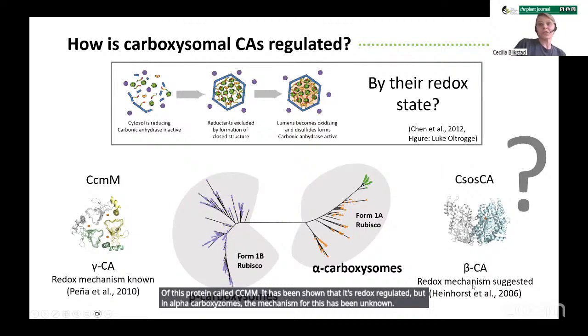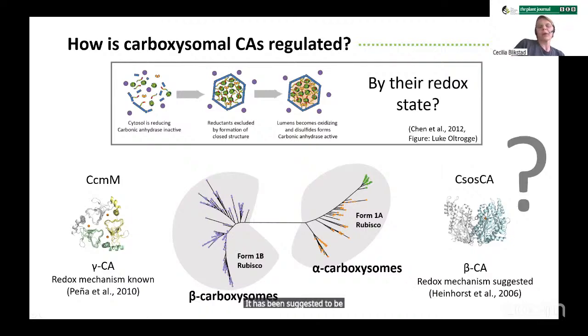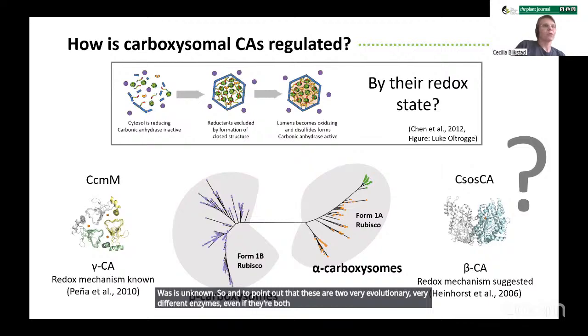It has been suggested to be redox regulated, but the mechanism for it was unknown. And to point out that these are two evolutionarily very different enzymes, even if they're both carbonic anhydrases, they come from different families. So we don't expect them to basically function in the same way.